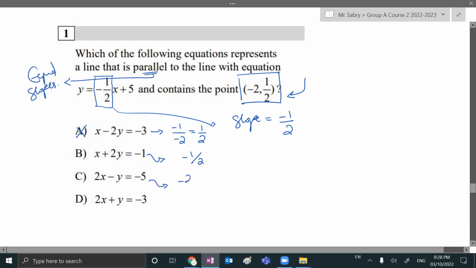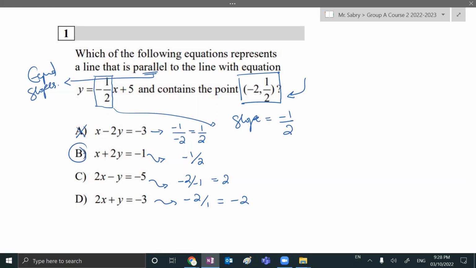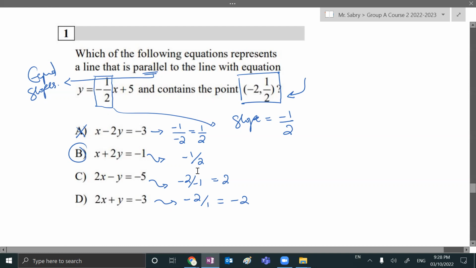Now C and D apparently have completely different, wrong slopes. Therefore, none of them works except for B, without me even using the point at all, just by figuring out the slope. Does that make sense? Yes. Perfect.